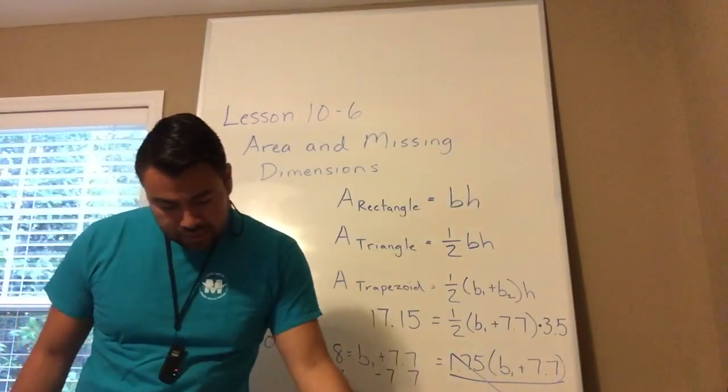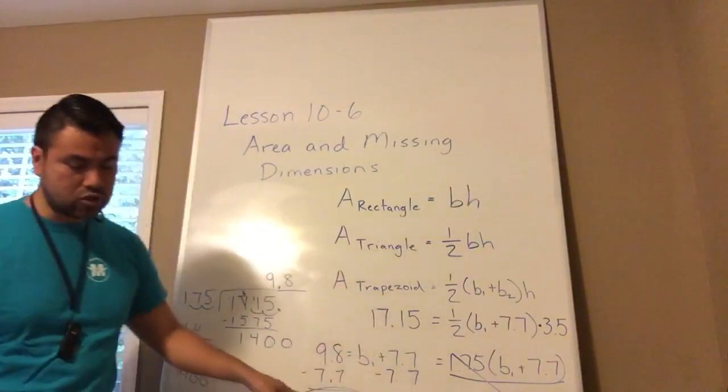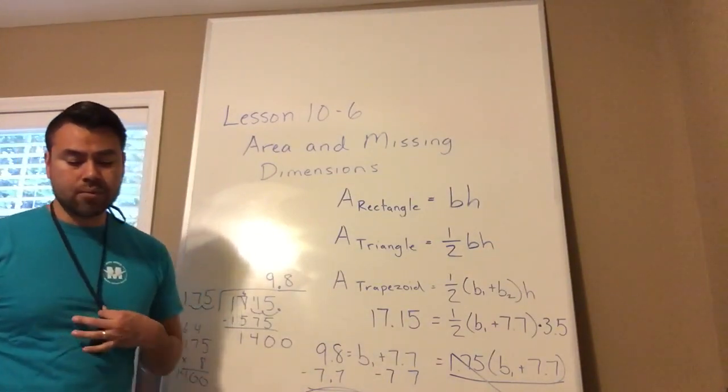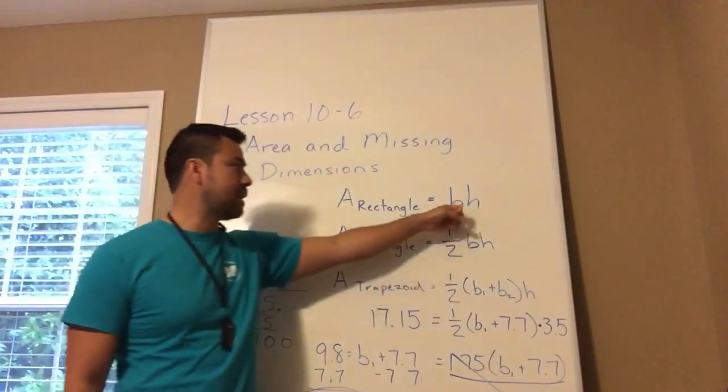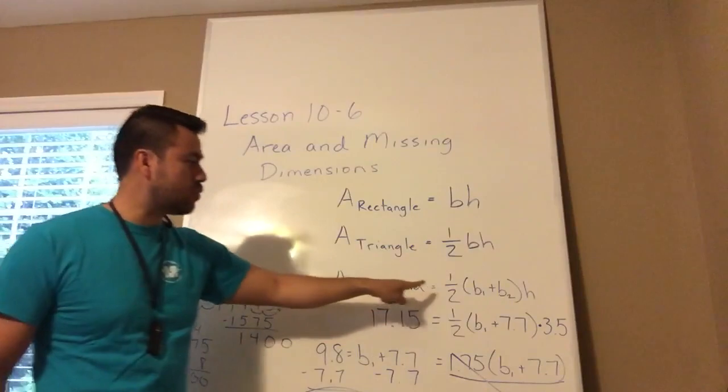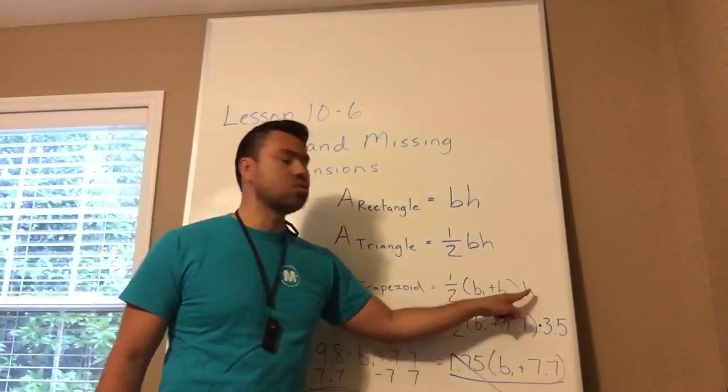And you have 2 of those with the trapezoid, 2 of them with the parallelogram, and 2 with the triangle. Again, parallelogram is base times height. Triangle is 1/2 base times height. And then trapezoid is 1/2 base of 1 plus base of 2 times height.